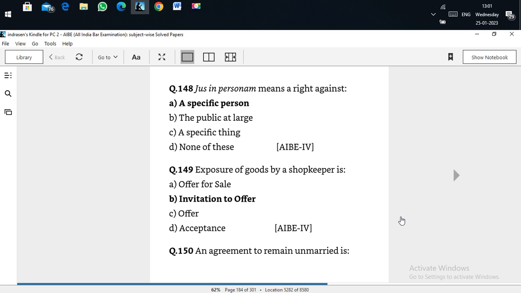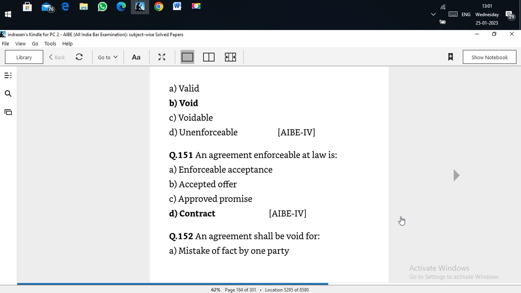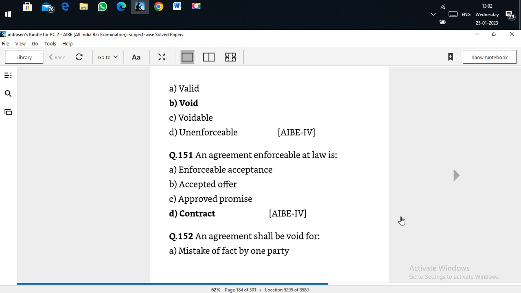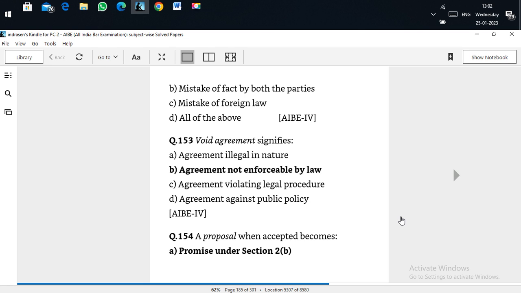Jus in personam is the right against a specific person. Exposure of goods by the shopkeeper is an invitation to offer. An agreement to remain unmarried is always void. An agreement enforceable at law is called a contract. An agreement shall be void for mistake of fact by one party, mistake of fact by both parties, mistake of foreign law, all of the above. It is a mistake of fact by both parties.